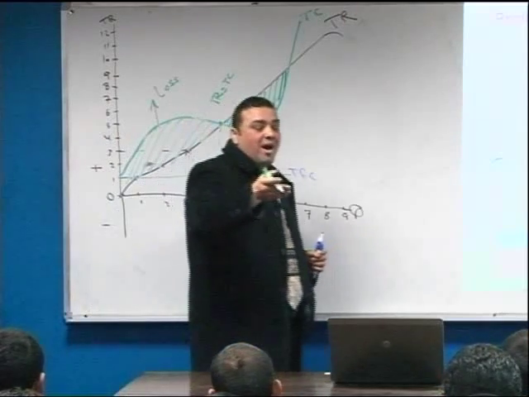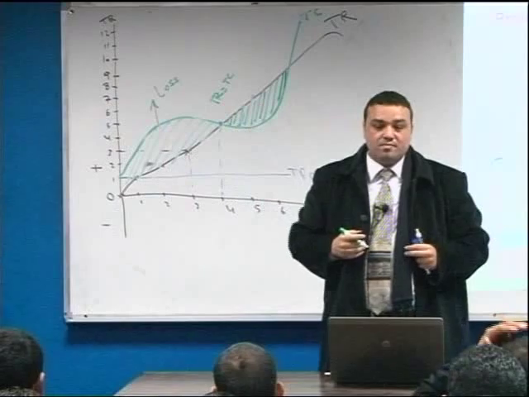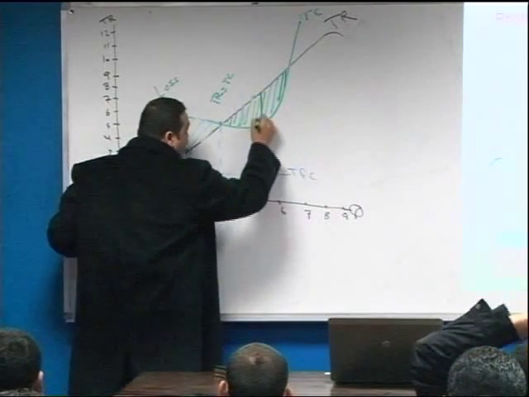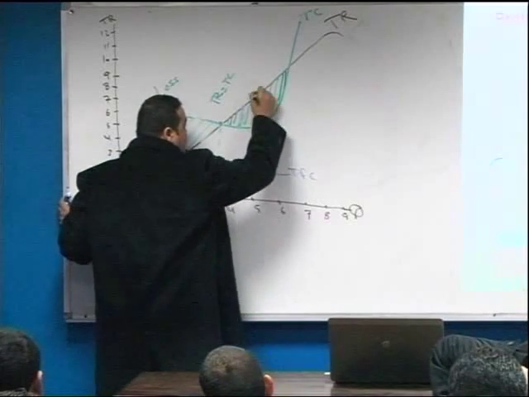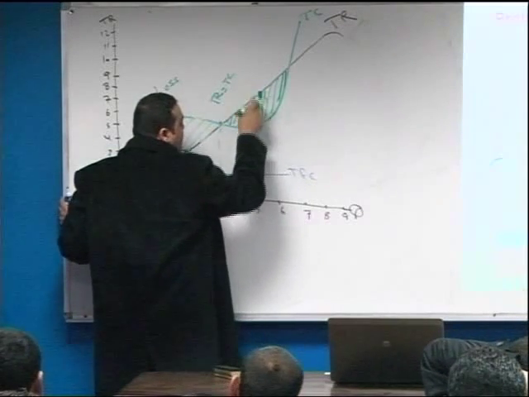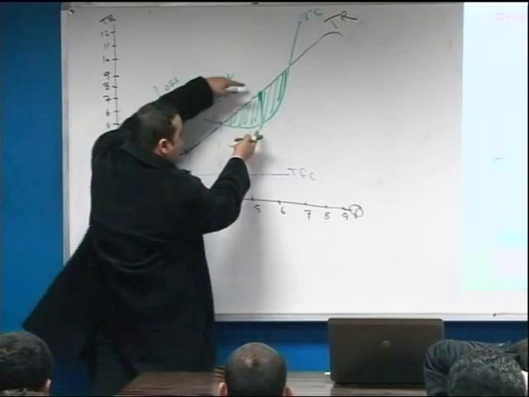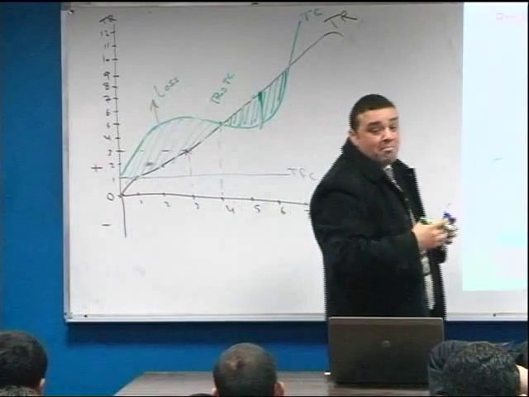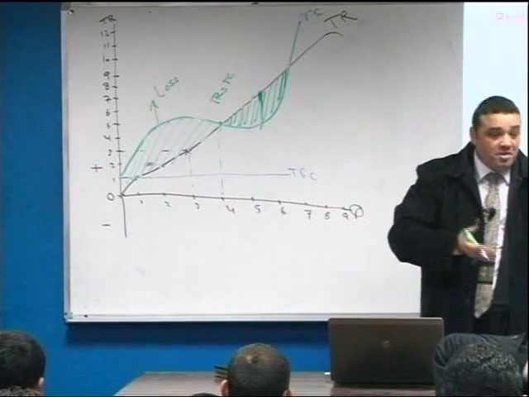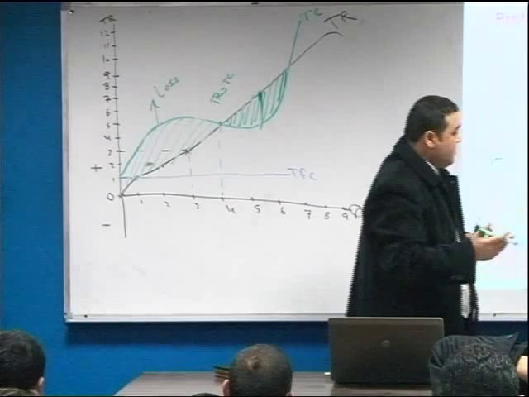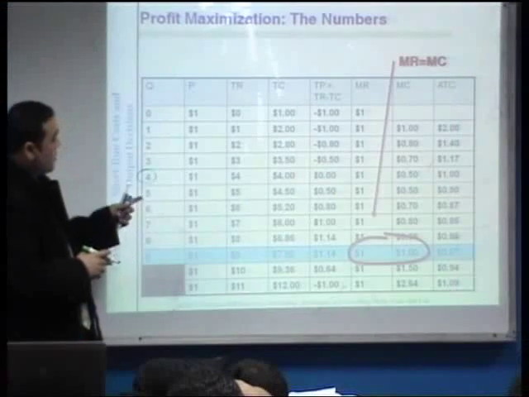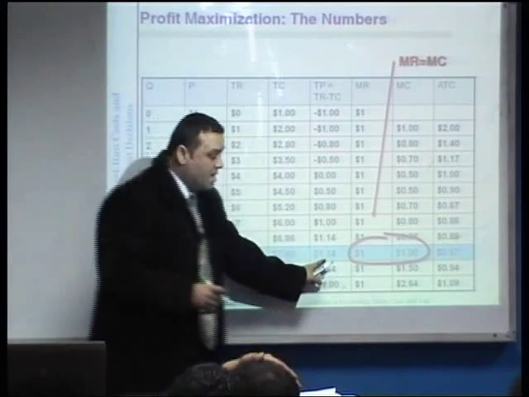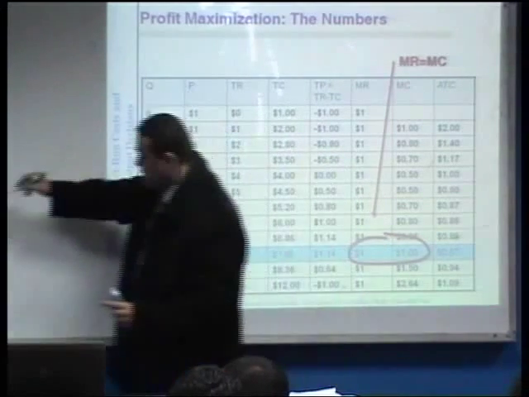Where is the highest profit achieved? At the largest vertical distance between total revenue and total cost. This maximizes the profits for whom? For the firm. So where is it? At 9. In this case, the highest profit is at 9.